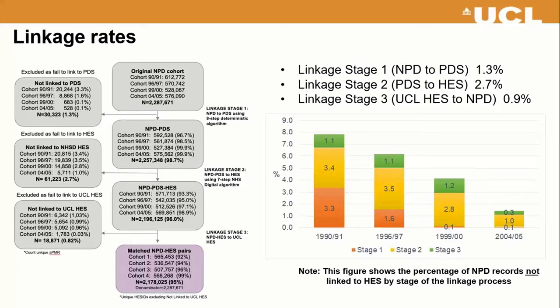So the figure shows the linkage rate for each cohort and for the 3 linkage stages that I just described. In the first stage, NPD data was linked to PDS. In the second stage, PDS was linked to HES. And finally, in the third stage, NPD data was linked with a UCL copy of HES. So the key message is that the overall linkage rate ranges from 92% for the cohort born in the academic year 1991 to 99% for the cohort born in 2004-2005, showing that the linkage rate is high and improves over time.